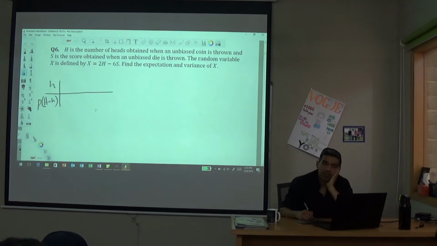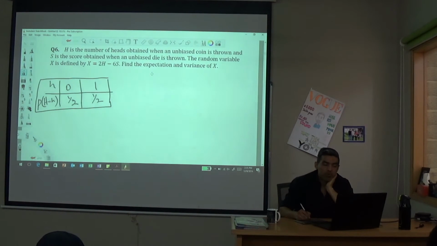When you throw a coin, how many heads? What are the possible values of the number of heads that you can get? 0 or 1. What is the probability of getting no head? And 1 head?